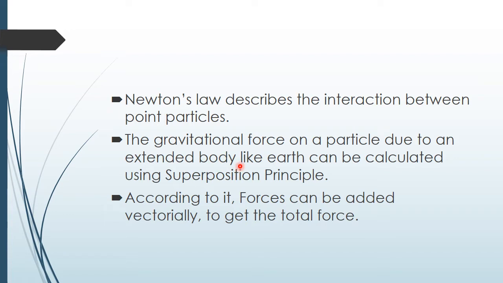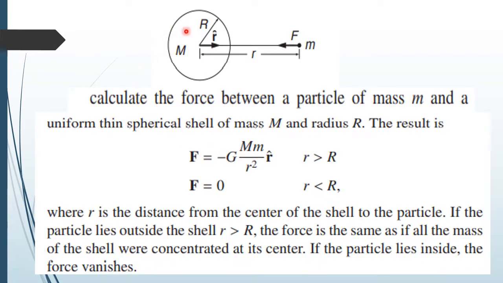Okay. So we want to calculate the force between a particle of mass m and a uniform thin spherical shell of mass M and radius R. So this is our mass capital M, a thin spherical shell of mass M and radius R. Now this is the small mass m. So we have to calculate the gravitational force between this large mass and this small mass.